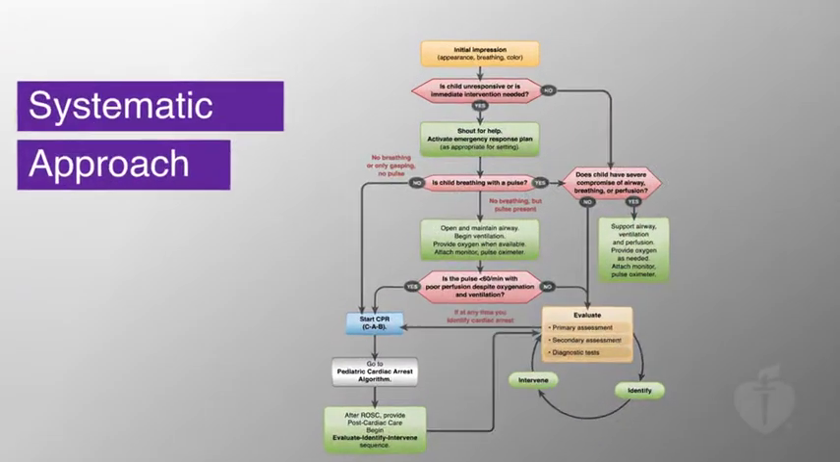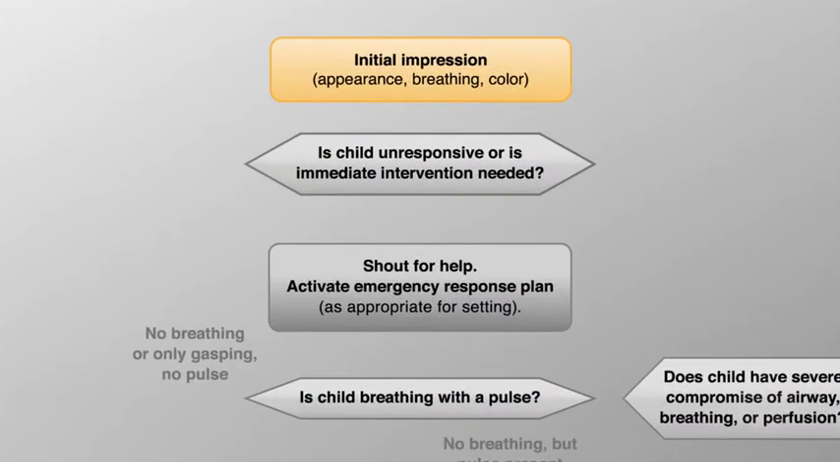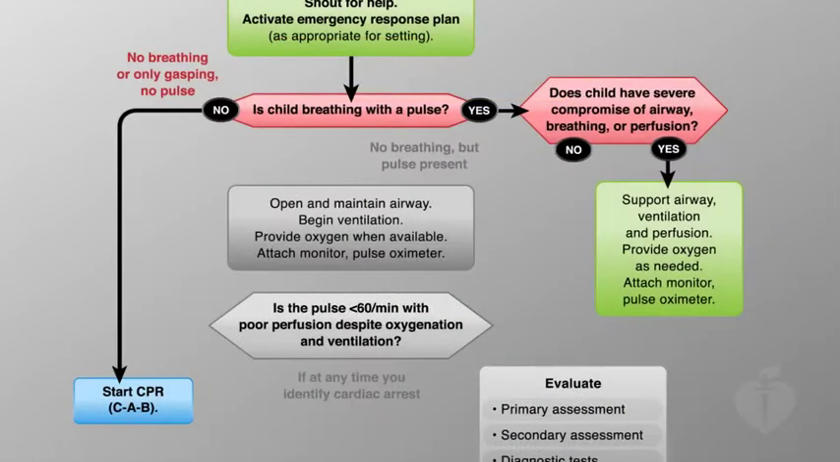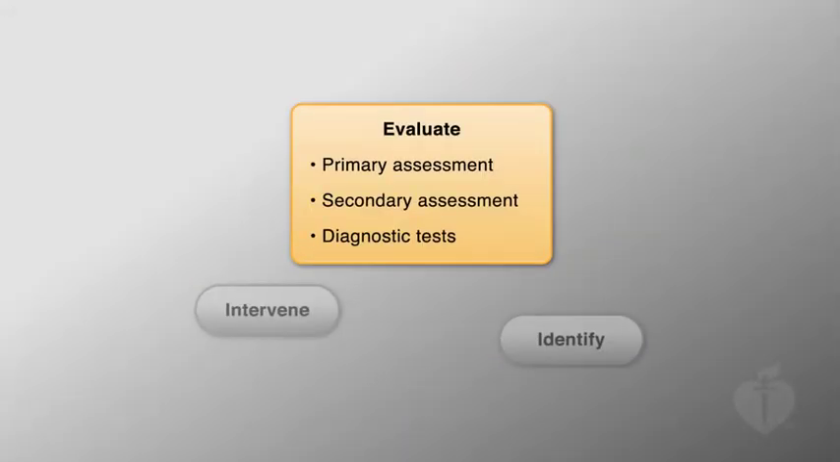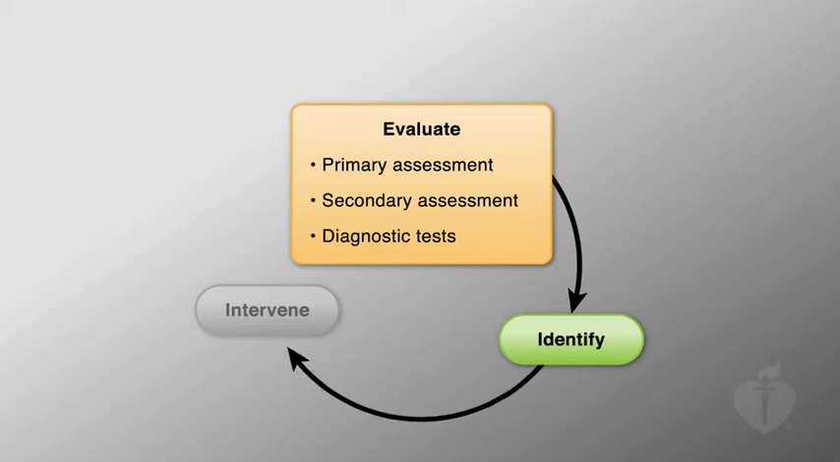It's important to understand and be able to perform the first two parts of a systematic assessment, the initial impression and the primary assessment. Adhering to these steps allows you to thoroughly evaluate the child's condition, identify any problems, and intervene with the appropriate actions. What you know and do can save a child's life.